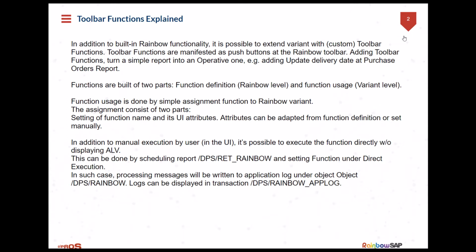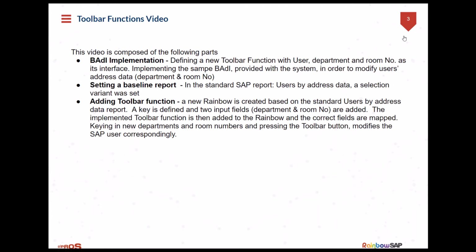To consume the functionality behind the Toolbar function button, the Rainbow report's fields should be mapped onto the Toolbar function's interface. Now, by selecting a few records and pressing the Toolbar function button, the functionality could be manifest. The Toolbar function concept turns any Rainbow report into an operational report. This way, standard SAP business objects could be updated.